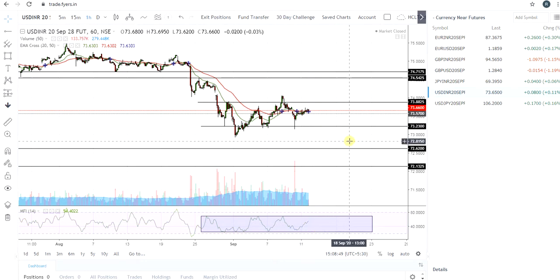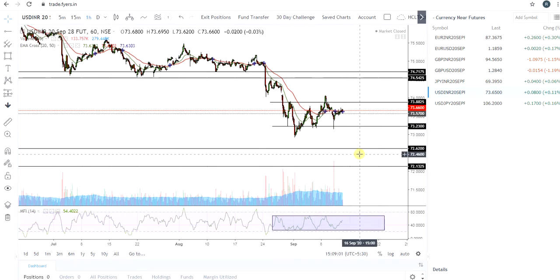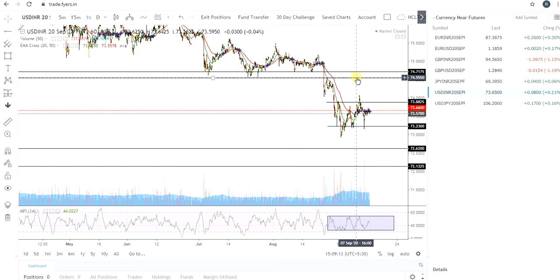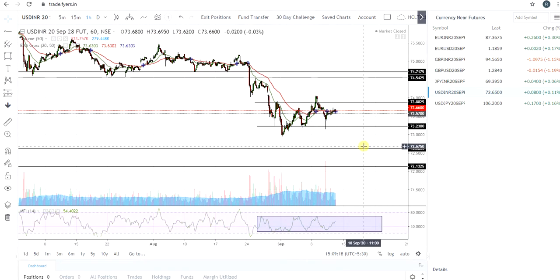So the outlook for USDINR will be sideways between this zone unless any of the support or the resistance side is broken. If support is broken, the next support is around 72.62 and then 72.13. And for the resistance, if it's broken above the resistance 74.54 and 74.71, this could be a big supply zone if price is able to come back to this. But the immediate outlook will remain sideways, which is inside this zone.